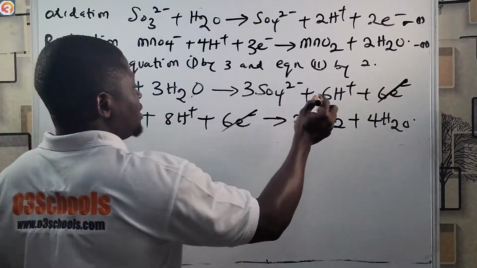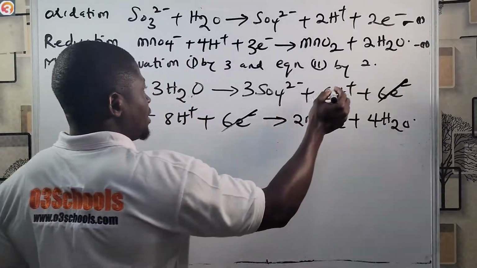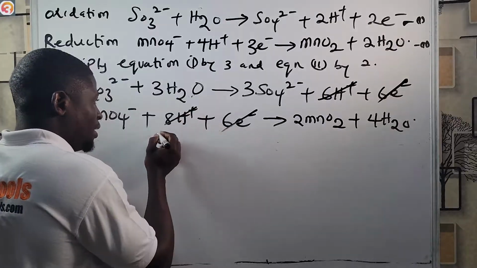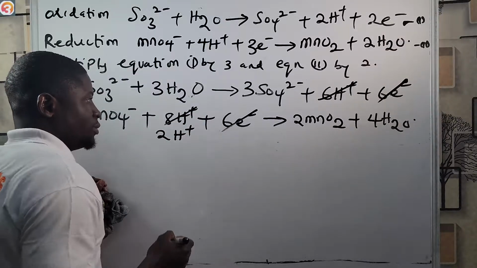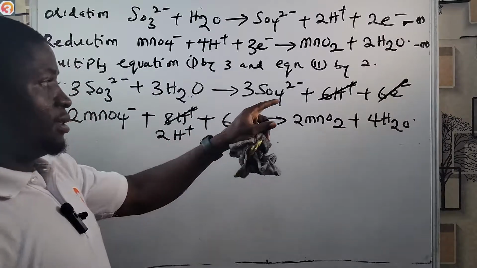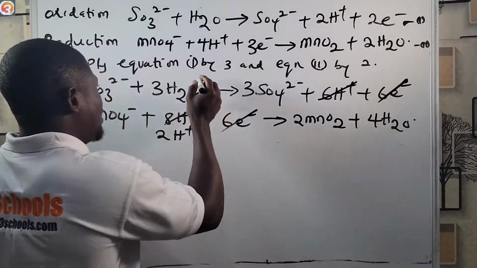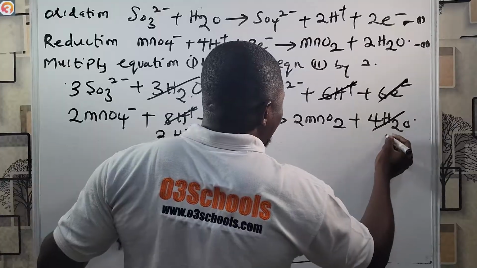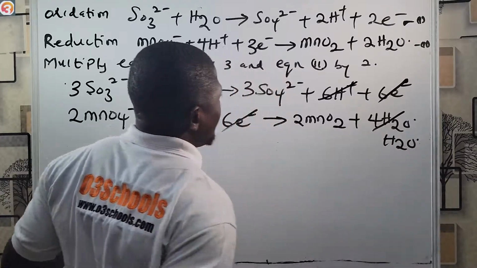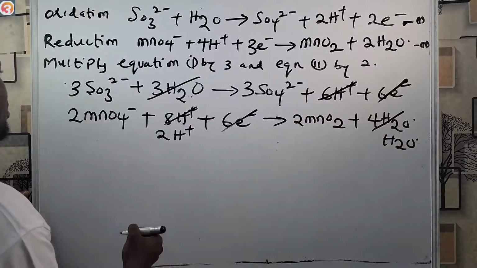Here we have 6H+, here I have 2H+. If you cancel this 6H+, what will be left here? 2H+, because 8 minus 6 is 2. Then you have 3 molecules of water here and 4 molecules of water there. If you cancel this one, we will be left with just 1 molecule of water. Now we can add our equations together.